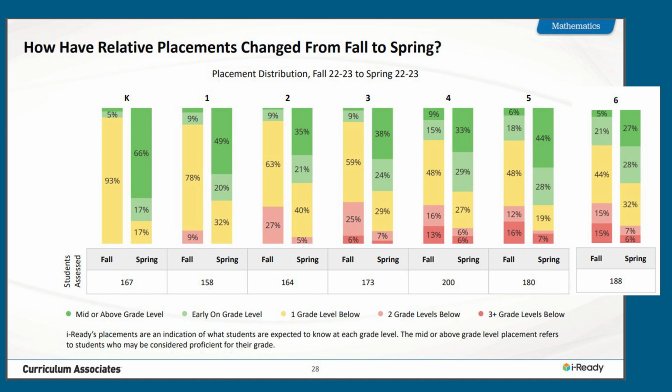93% of them were below grade level when they entered, and 66% of them are leaving mid or on grade level. You can see there's a lot of growth in first grade as well, and across the board. The green got bigger, some of the yellows got a little bit smaller, or they could have even, I don't think any of them got bigger, but the reds all decreased as well.